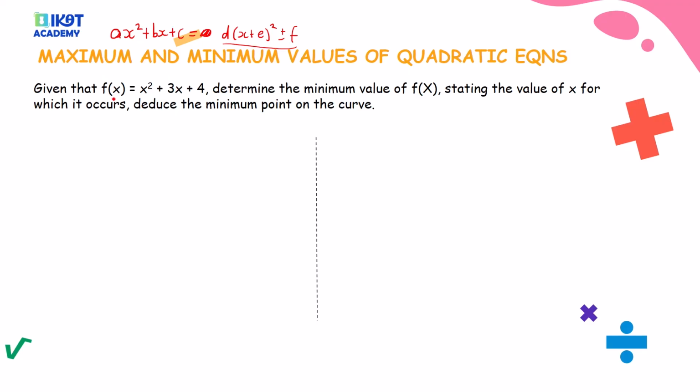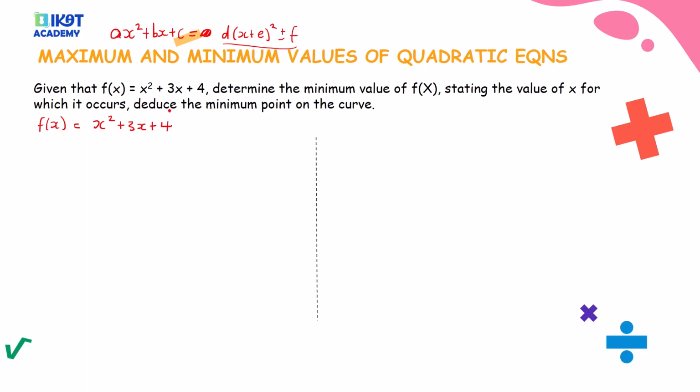Here we're starting with an example: given f(x) equals x squared plus 3x plus 4, determine the minimum value, stating the value of x for which it occurs. So f(x) is equal to x squared plus 3x plus 4. Now we are going to try to create a perfect square out of this quadratic expression. And since there is no equals to 0 the way it is in a normal quadratic equation, because here this is just f(x) equals this.